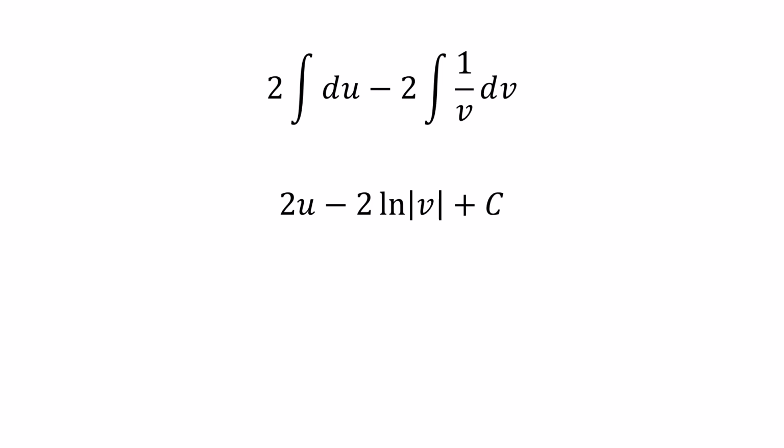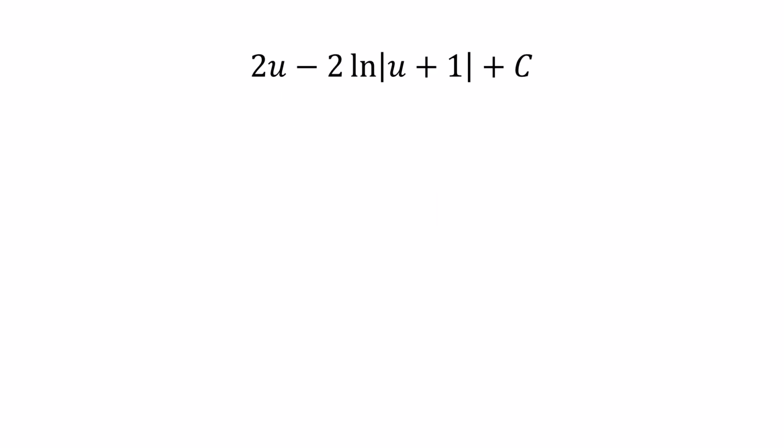Back substituting for v, we arrive at 2u minus 2 ln absolute value of u plus 1 plus c. Back substituting for u, we arrive at a final answer of 2 root x minus 2 ln absolute value of root x plus 1 plus c.